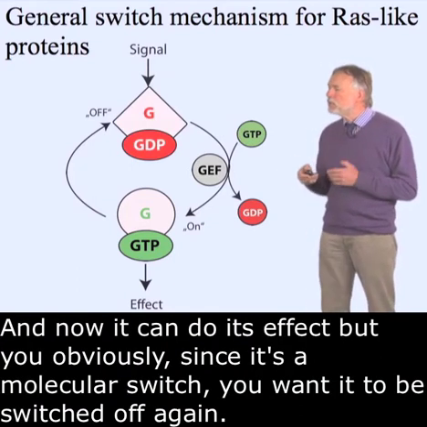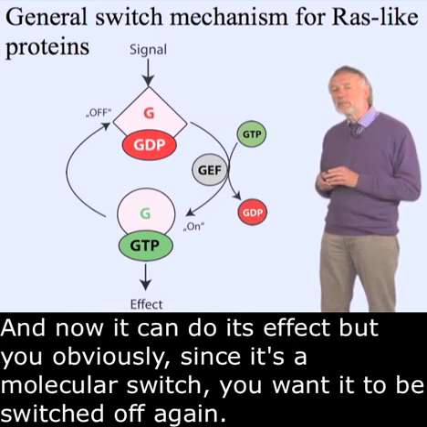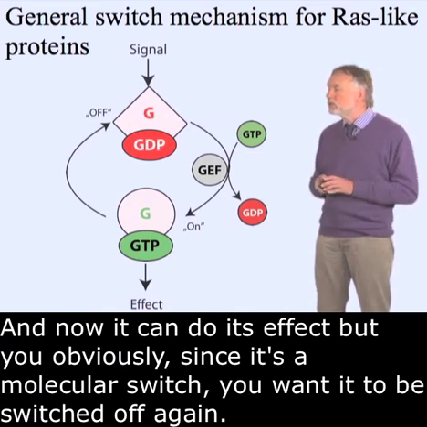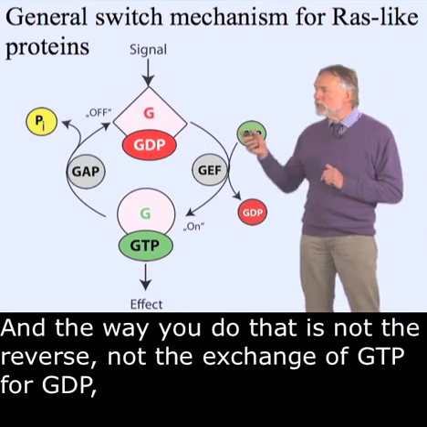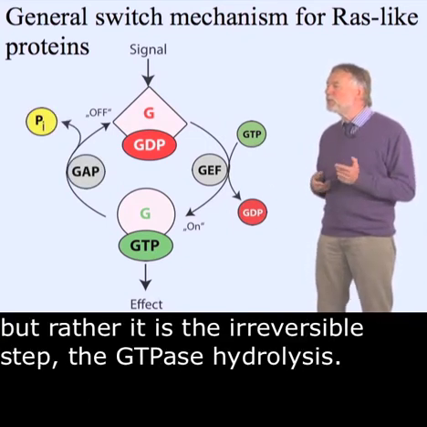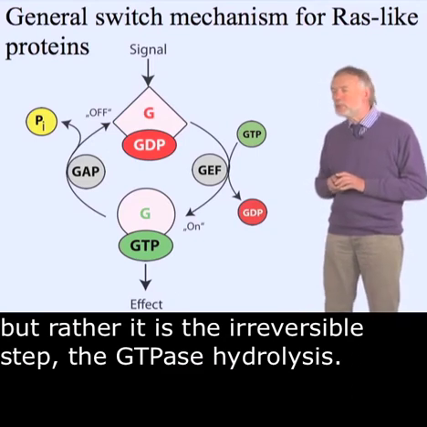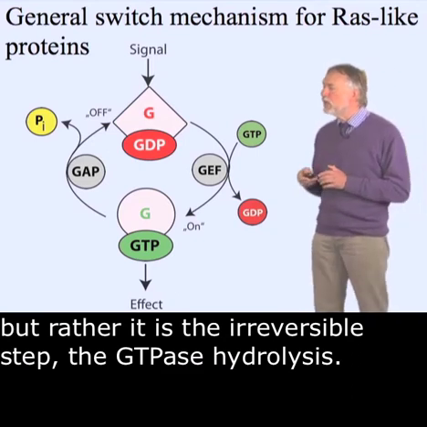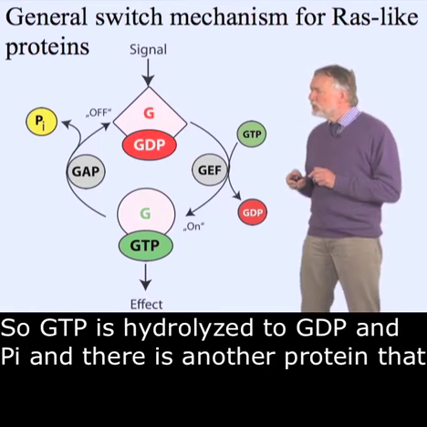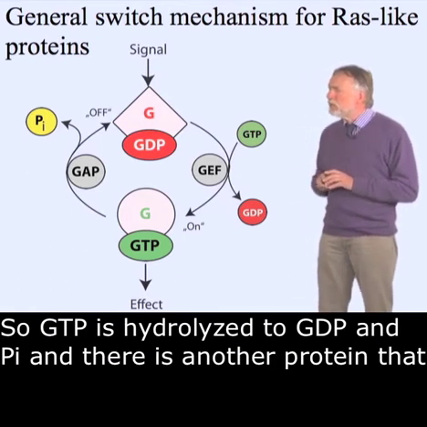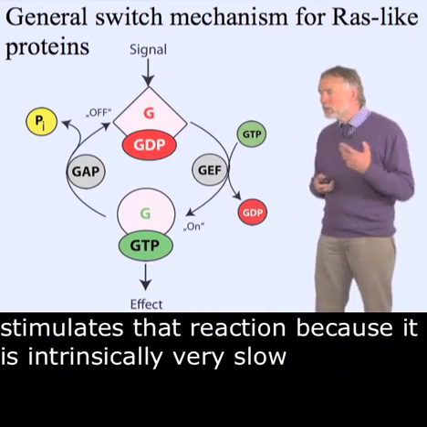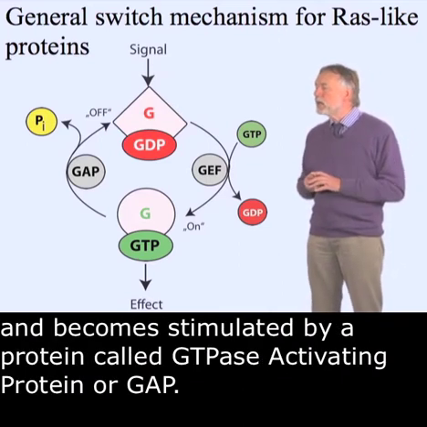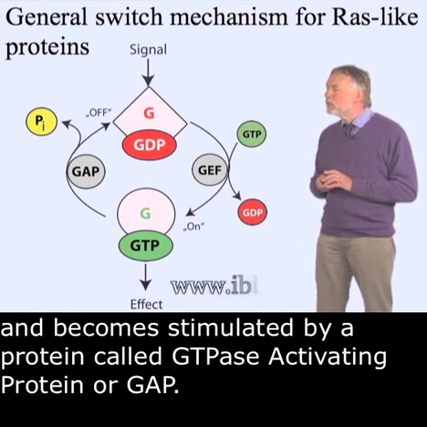Now it can do its effect, but since it's a molecular switch, you obviously want it to be switched off again. The way you do that is not the reverse, not the exchange of GTP for GDP, but rather the irreversible step, the GTPase hydrolysis. So GTP is hydrolyzed to GDP and Pi, and there is another protein that stimulates that reaction because it is intrinsically very slow, called GTPase activating protein, or GAP.